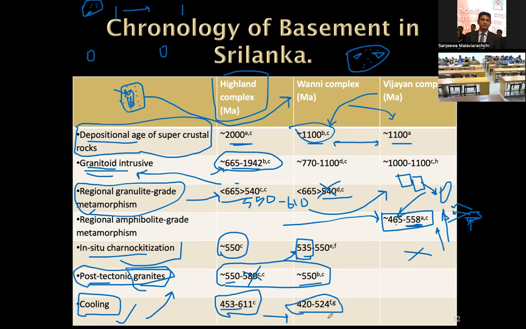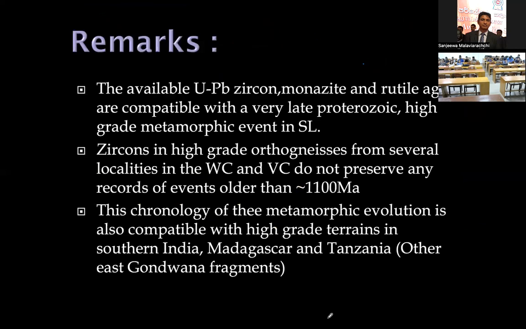Okay, up to about 400 million years ago, there has been cooling taking place within the Sri Lankan crust. With the available U-Pb zircon ages, and also some monazite ages, plus some very rare rutile ages, they are comparable with the late Proterozoic high-grade metamorphic event in the Sri Lankan basement. It's almost 550. You can take 550 as our peak metamorphic time. Okay, 550 as the metamorphic age.